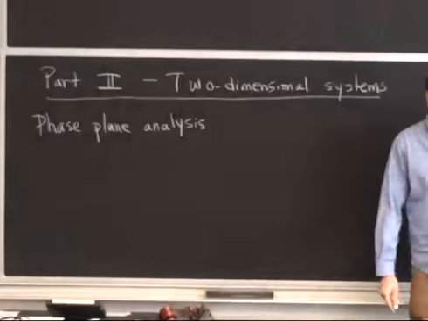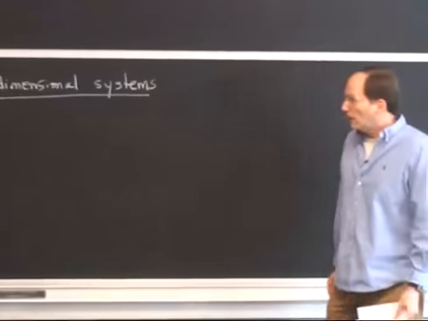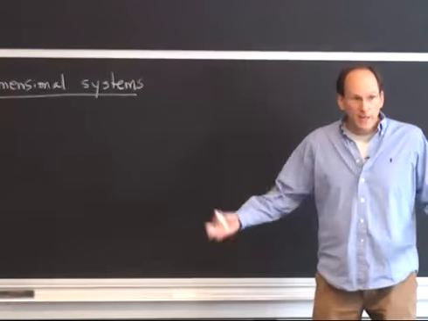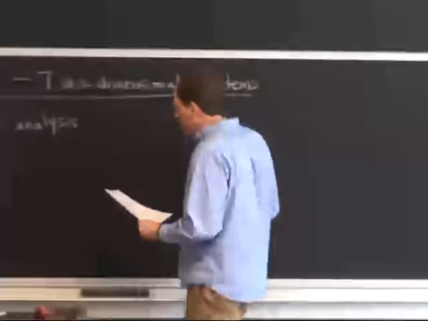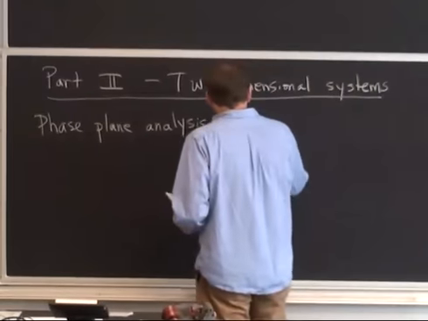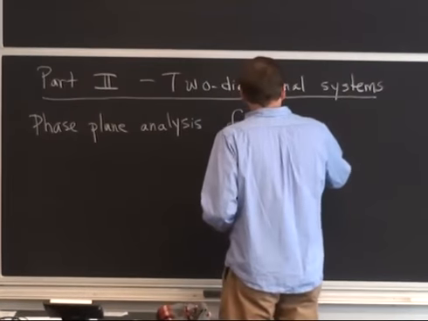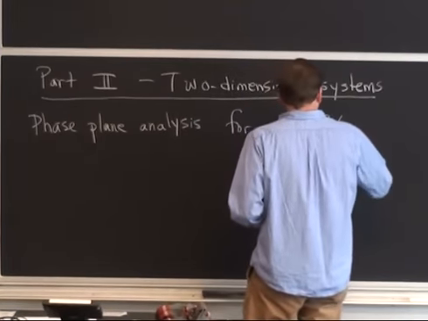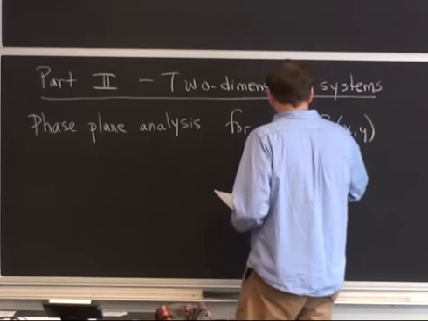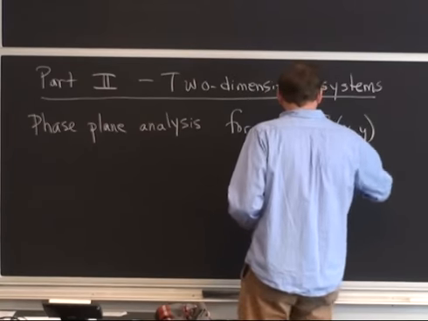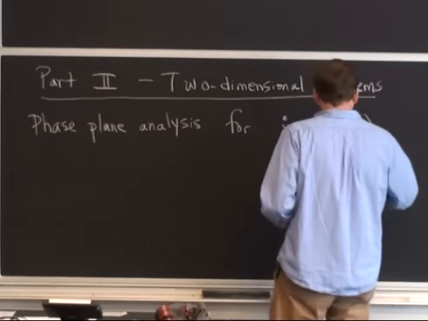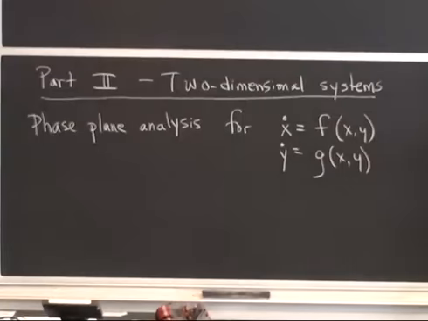When we're thinking about a phase plane, we just mean we have two state variables, which we'll call x and y. So we have x dot is some function of x and y, and y dot is some other function of x and y. And that's the kind of thing we want to be looking at, where the f and the g will typically be nonlinear functions.